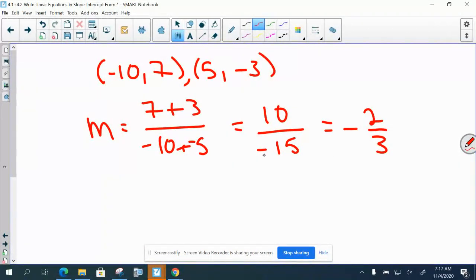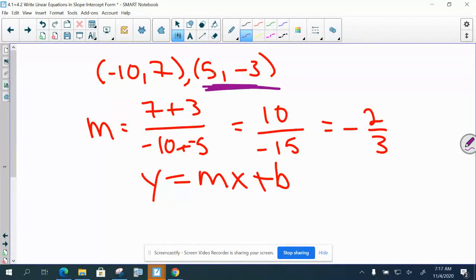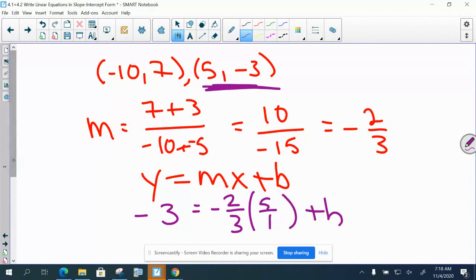Okay, so now let's do the second part where you plug the values into y equals mx plus b. Now the question here is, which point do you choose? It doesn't matter which point you choose, but it might be easier to choose the one with less complicated numbers. I would say this one, because the values are lower. So let's plug in negative 3 for y, m as negative 2/3, x is 5 over 1, and then plus b.